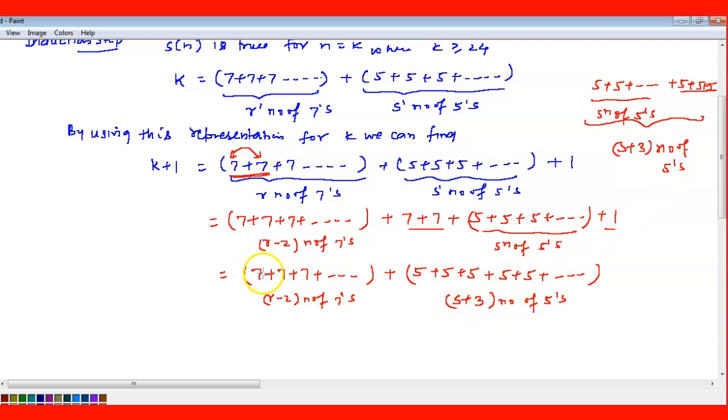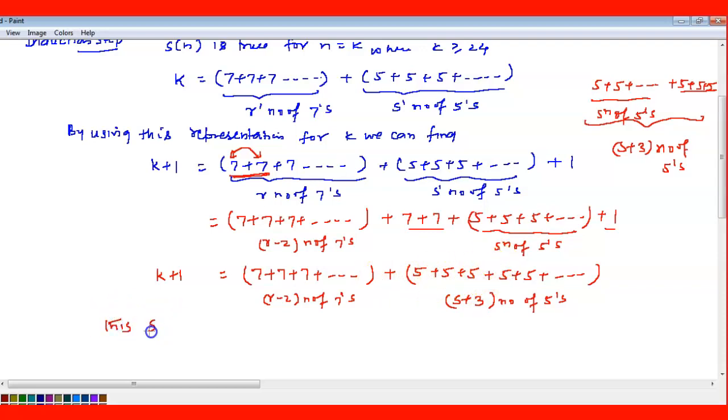This 7 means what we are doing actually, 2 7s we are taking out. So 7 plus 7 is 14 and plus 1 is 15. This 15 we are writing in terms of 5, which is 5 plus 5 plus 5. So 3 extra will be added in the S. Okay. So that also, this k plus 1 also we are able to express in terms of 7 and 5, right? So this is the only proof.